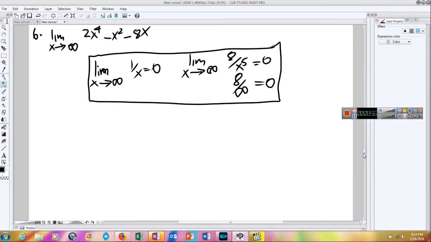So we're going to continue with that last problem. We say limit x tends to infinity for 2x to the fourth power minus x squared minus 8x, and that equals to... just because it's infinity doesn't mean we don't know the number.